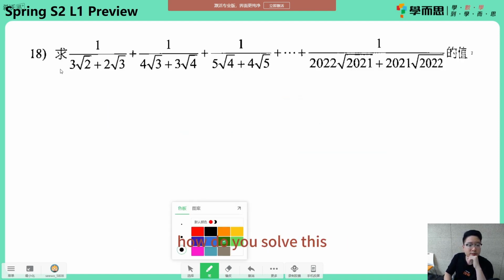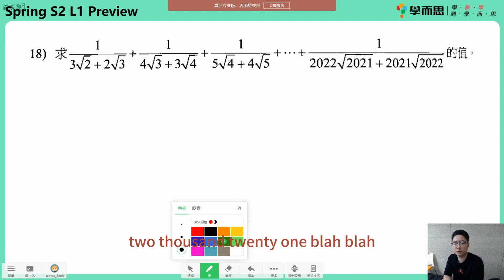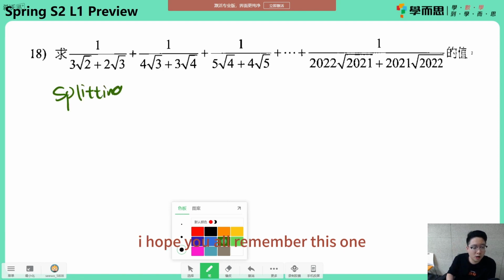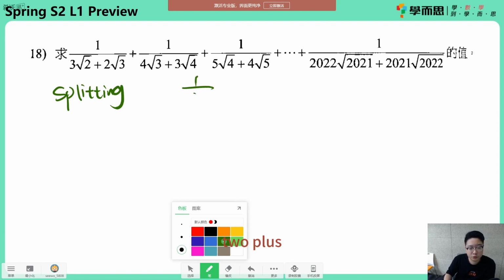So how do you solve this one? 1 over 3 square root 2 plus 2 square root 3, plus 1 over 4 square root 3 plus 3 square root 4, plus and so on up to 2022 square root 2021. How to solve it? So a technique is called splitting, right? I hope you all remember this one. So maybe let me give you an example. Maybe 1 over 2 plus 1 over 6 plus 1 over 12. Okay? How do you split it?